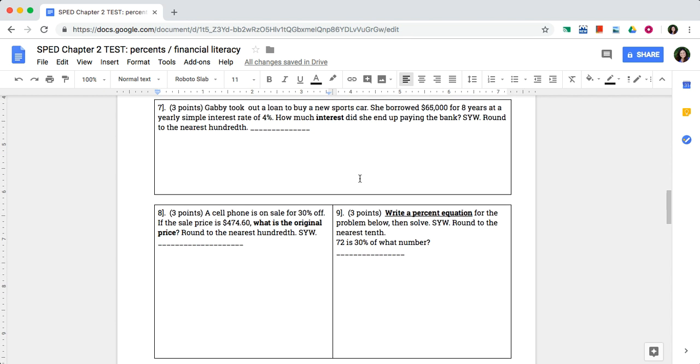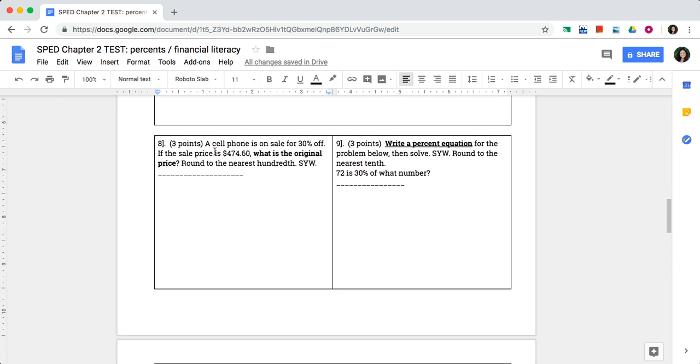Okay, so you're going to look for the simple interest, and go figure that one out. So figure out what is the interest, what is your rate, or find out what the principal, rate, and years are.